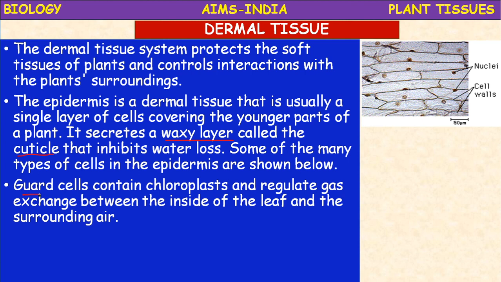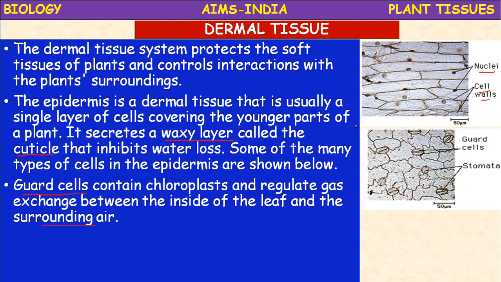Guard cells. It is one type of the epidermal cells present in the structure called stomata, which contain chloroplast and regulate gaseous exchange between the inside of the leaf and the surroundings. Okay, stomata. So this is actually the dermal tissue, which is somewhat colorless, achlorophyllous, because chloroplasts are absent in this dermal tissue. Only nuclei and cell walls are present, and so this is one type of cells present in the dermal tissue.